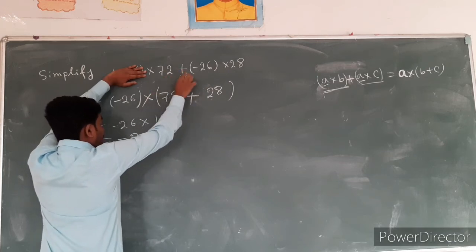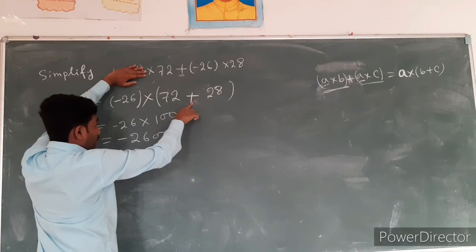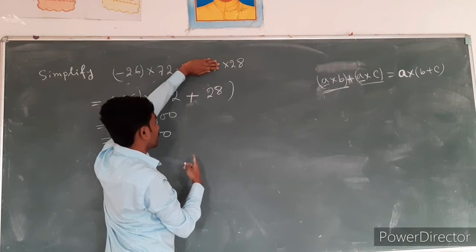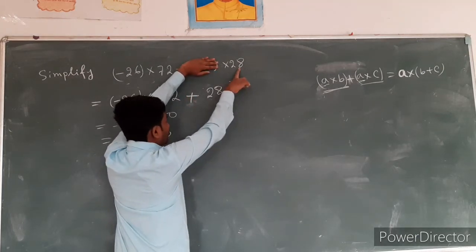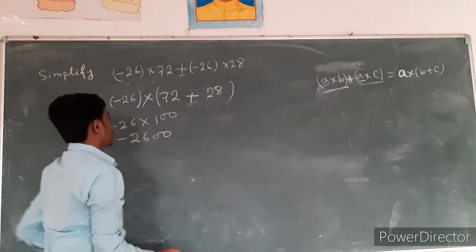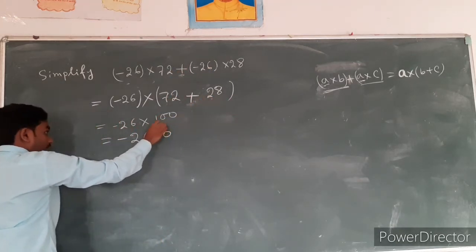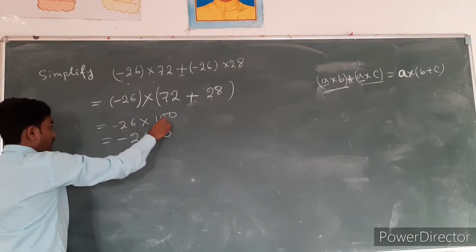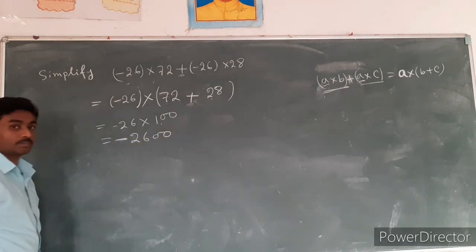Next, which symbol is present? Positive symbol is present, so we take a positive symbol. Next, in the second expression, which number is not common? 28. So we write 28. Next, we sum 72 with 28. We get 100. And when we multiply minus 26 with 100, we get minus 2600.